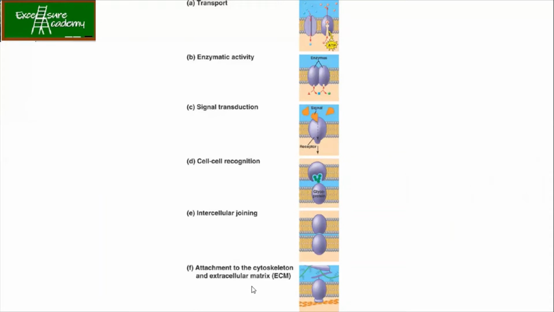And the last one is about the attachment to the cytoskeleton and extracellular matrix. So here also we are going to discuss how the cell membrane and the proteins are interacting with the cytoskeleton. So what are the different types of cytoskeleton we know of? So microtubules are there, microfilaments are there, actin, okay, and then we have got the intermediate filaments. So all these three are the cytoskeleton of your cell.